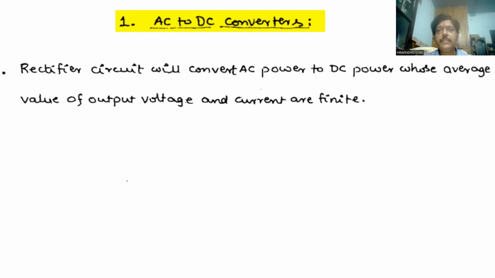emphasizing on AC to DC converters, which means rectifiers we are going to discuss. So a rectifier circuit will convert AC power to DC power whose average value of output voltage and current are finite. तो यहाँ पर एक चीज ध्यान रखने की है.